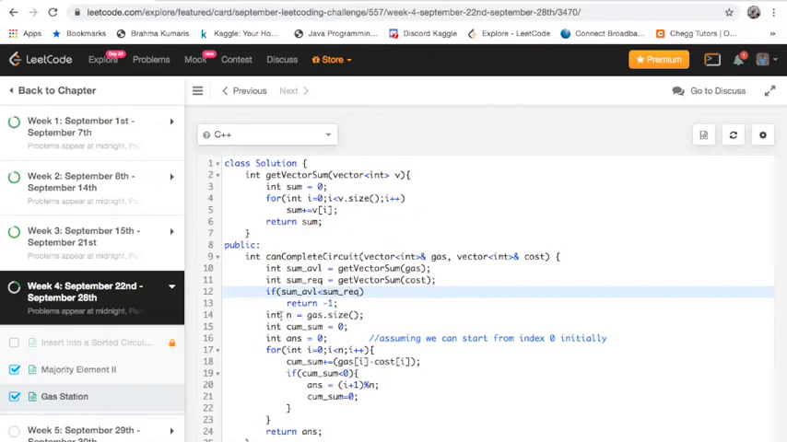Otherwise, n is the number of stations. I am keeping this cumulative sum at 0. That is, the amount of gas that will be left in our fuel tank when we move from the current station to the next station. Let us suppose I am initially assuming that index 0 will give me the answer. That is, I can start from station 0 and go through all the stations successfully.